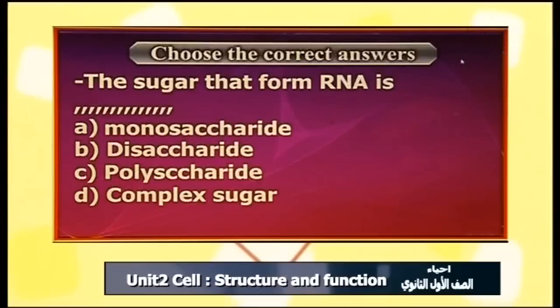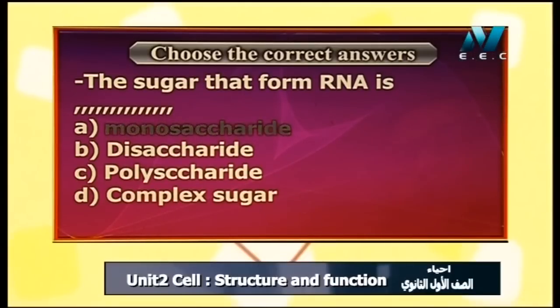طيب نشوف السؤال اللي بعده. بيقول لي choose the correct answer: the sugar that forms RNA is: monosaccharide, disaccharide, polysaccharide or complex sugar. المفروض ان انا ابقى فاهم الاول هو الشجر اللي في الـ RNA ده كان اسمه ايه. الشجر بتاع الـ RNA ده كان اسمه ribose. طب احنا فاكرين ان الـ ribose ده مع glucose مع fructose و galactose، الاربعة دول كانوا examples of monosaccharides. يبقى معنى كده ان الاجابة بتاعتي هتبقى the sugar that forms RNA is a monosaccharide.